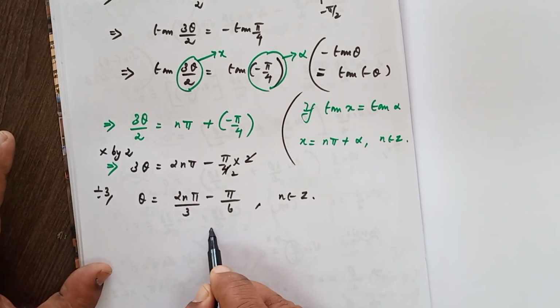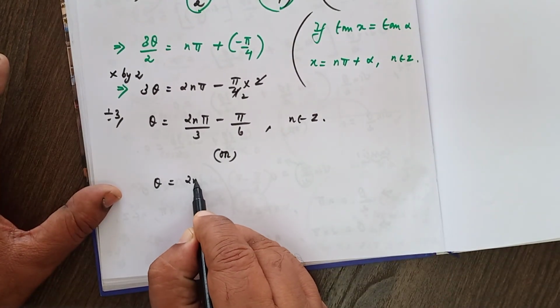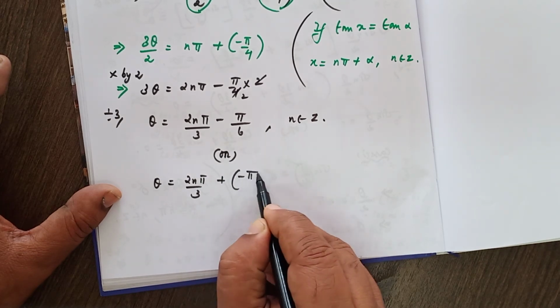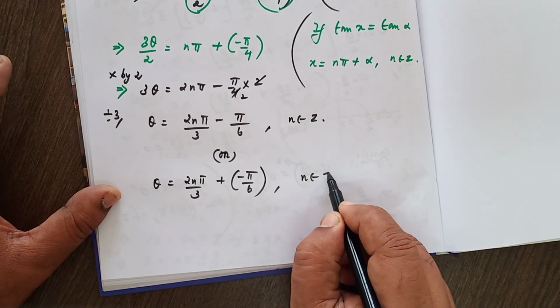Even you can write like this, or theta that is equal to 2n pi by 3 plus or minus pi by 6. Same only, plus into minus minus. So n belongs to integer.